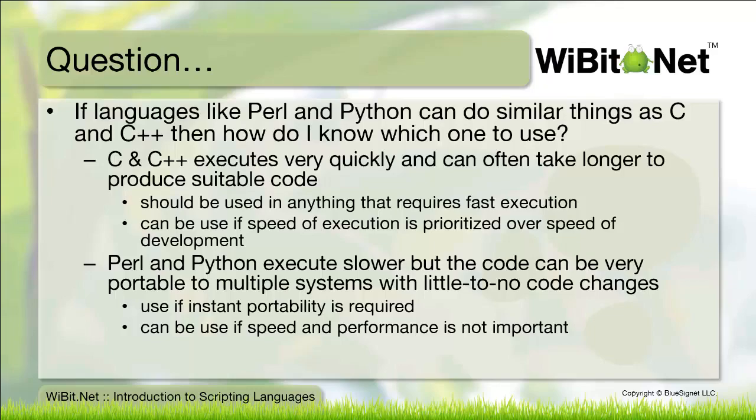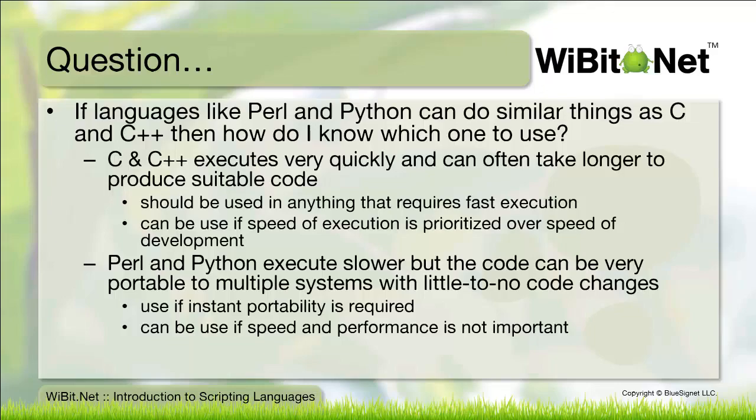Okay. Well, C and C++ execute very quickly and can often take longer to produce suitable code. Right. So it'll run fast, but it'll take longer to develop the source code. So if you have something that needs to be executed very quickly, like say an ATM machine to calculate available balances, or graphics processing, like a rendering engine. Very good example. Something that has to be done with incredible speed. Maybe you should use C, C++, a compiled language.